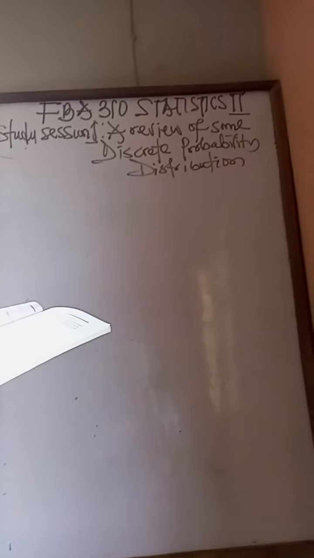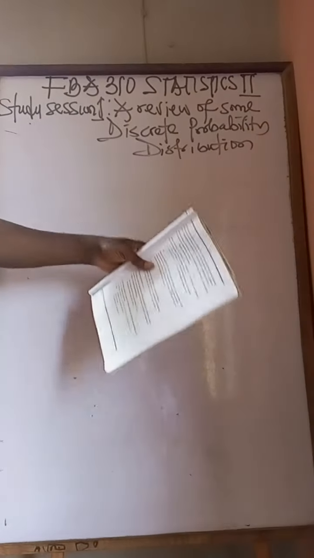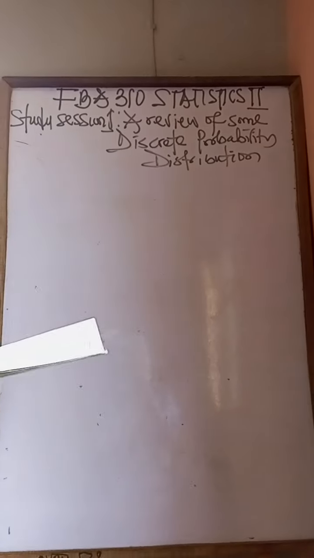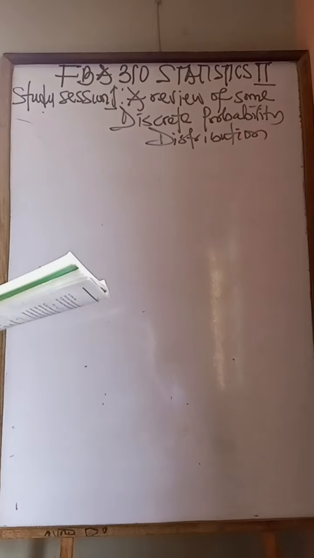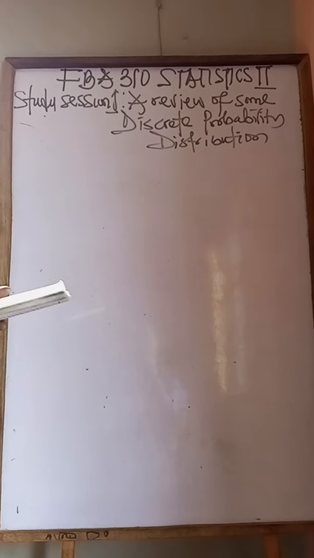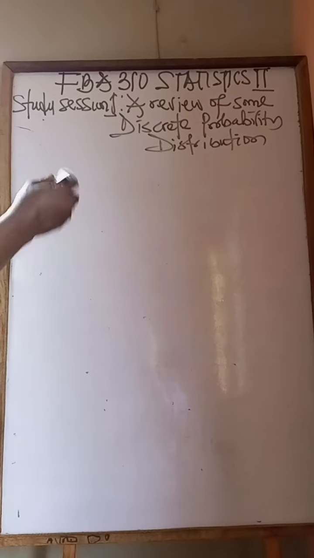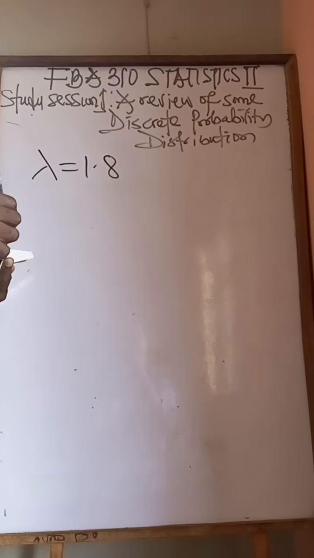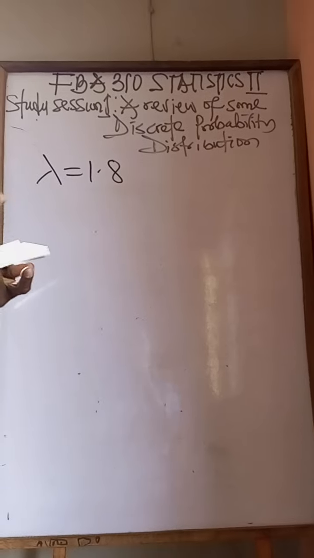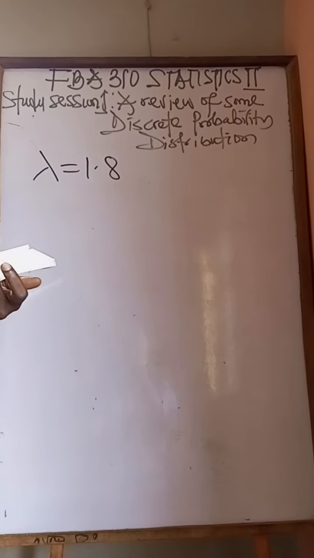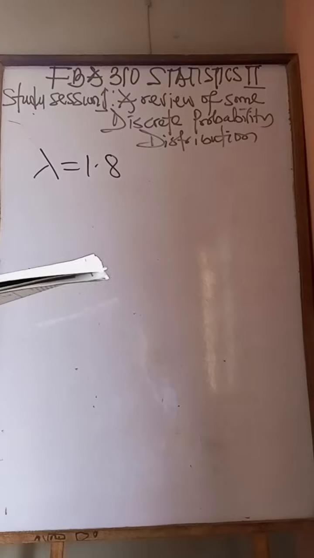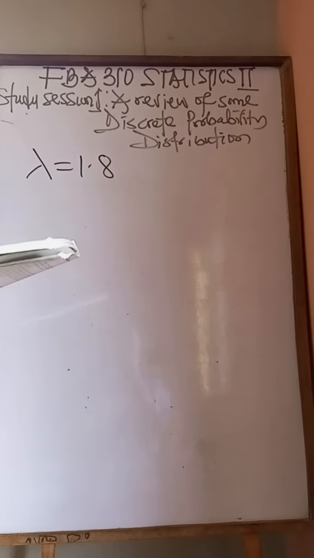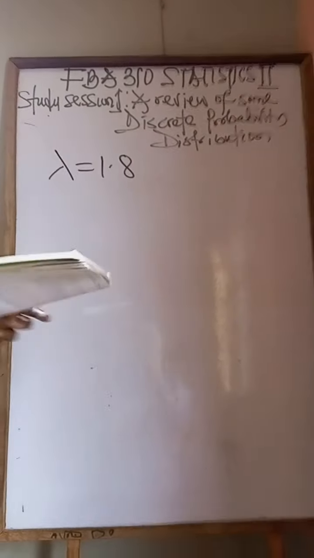Our next question, I will take that directly from a model. That is one of the questions of your SAQ, self-assessment question. And it goes thus. If the random variable x follows a Poisson distribution with parameter lambda equals 1.8, then you have to find one, the mean of the random variable x, two, the variance, and three, the coefficient of variation.